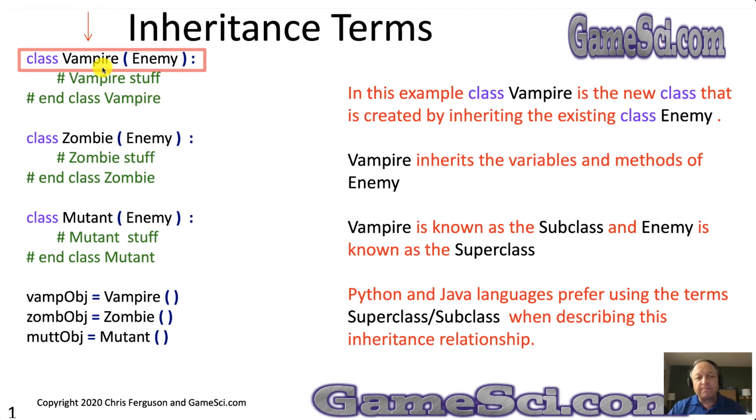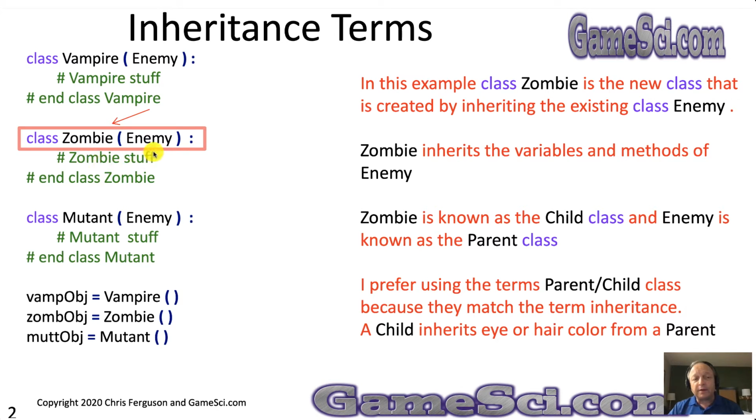Here we have a class vampire that will inherit from enemy. In this example, class vampire is the new class that is created by inheriting from the existing class enemy. Vampire inherits the variables and methods of enemy. Vampire is known as the subclass and enemy is known as the superclass. Python and Java prefer using the terms superclass and subclass when describing the inheritance relationship. With Python and Java, you should learn these two terms because these two terms are used in the languages themselves.